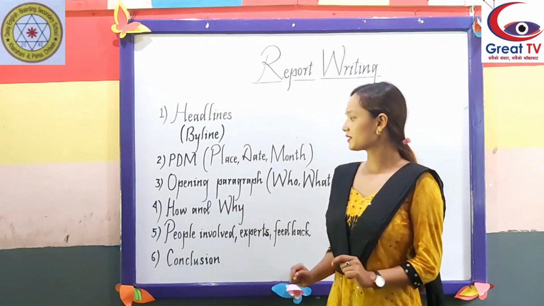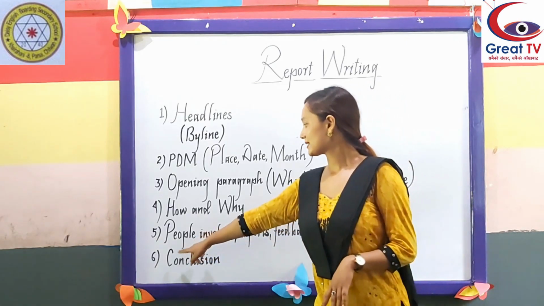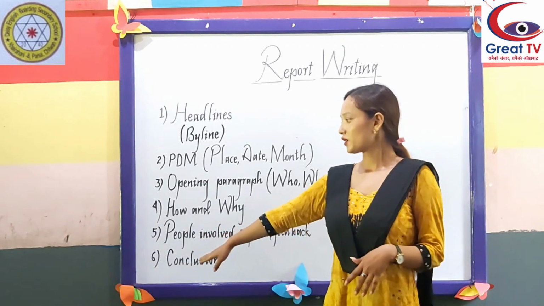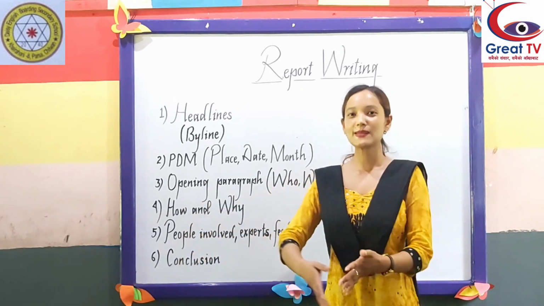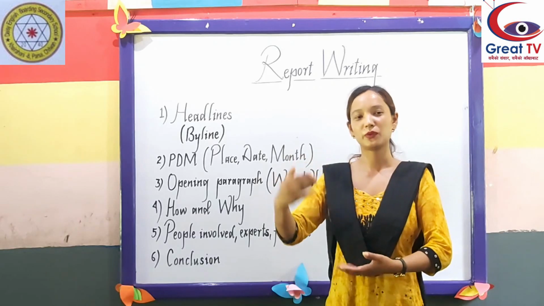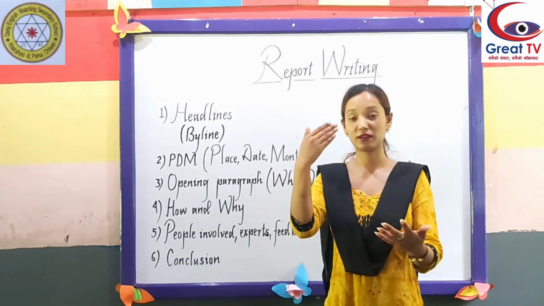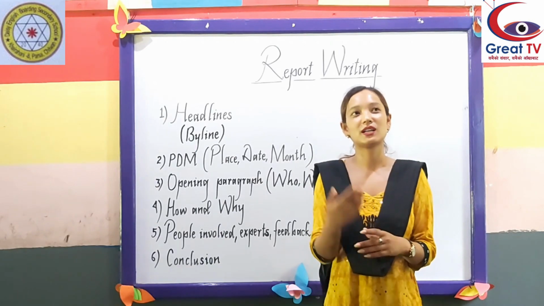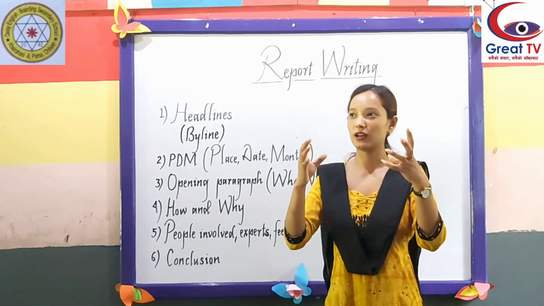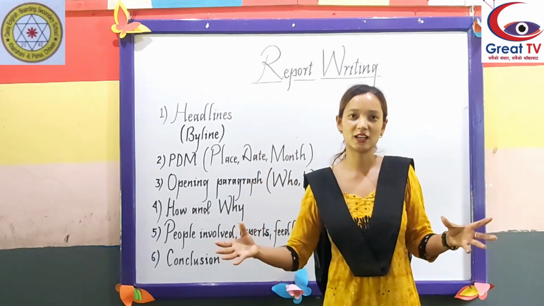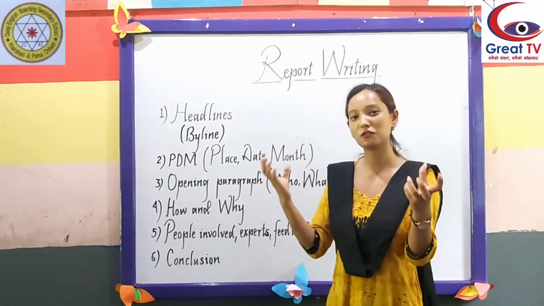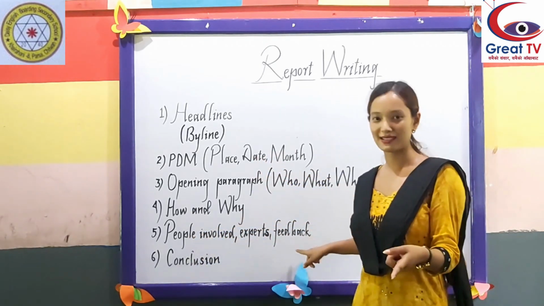After that comes the next point: people involved, experts, and then feedback. Here you are going to add the comments of the people about the report. For example, suppose you have prepared a report about some incident or a program being conducted in your area, or an incident that happened in your area. Then whatever comments you received from the people, you're going to add in this section.